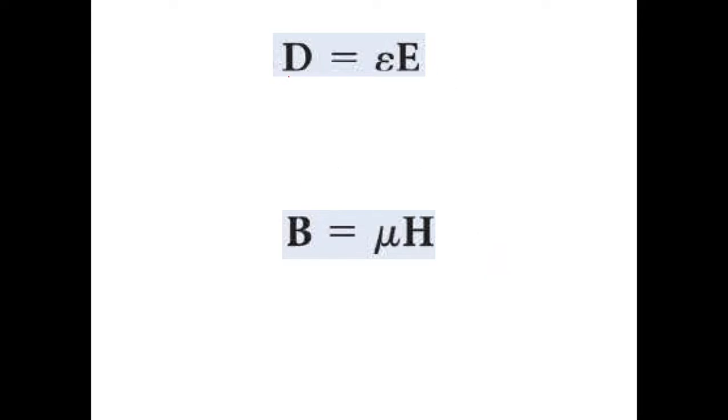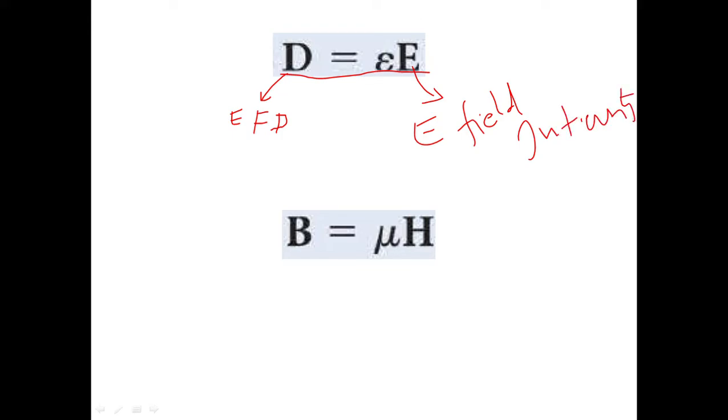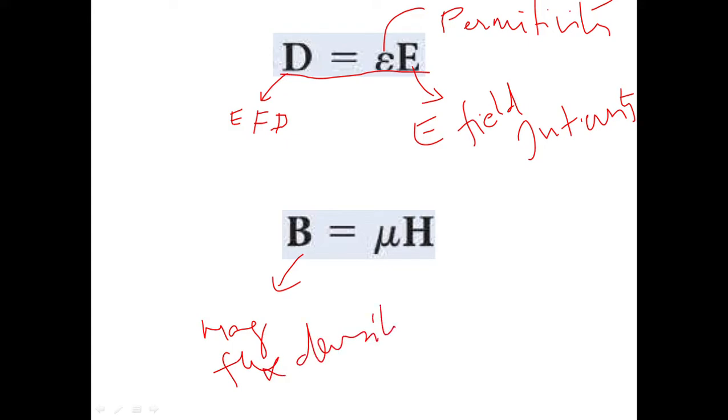So this is the analogy. In the second module we had D is equal to epsilon E. This relation we had derived in the second module, where this D is called electric flux density, whereas this E is called electric field intensity. Correct. So here also we have the same thing, and what was this epsilon? This was permittivity. And here also we have the same thing. So this B is called magnetic flux density, and this mu is called permeability. I think everyone knows this.